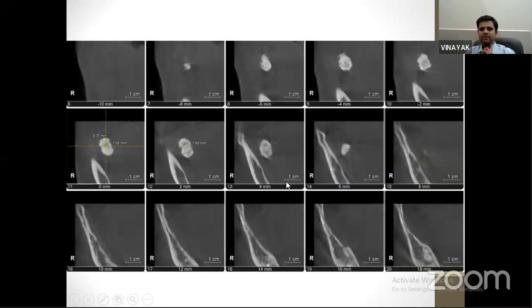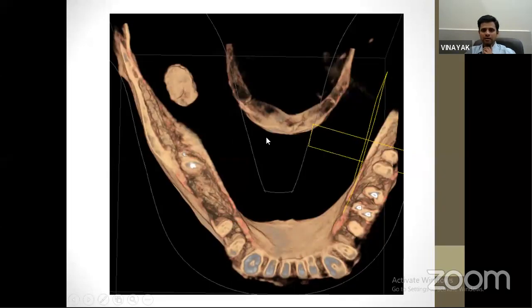This is the axial section, right? So this is the teeth region and this is the ramus region. So it is lingually placed. See here. This is where more teeth will end, but it is.